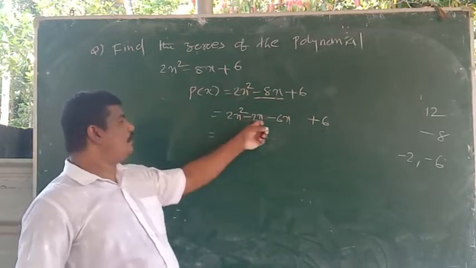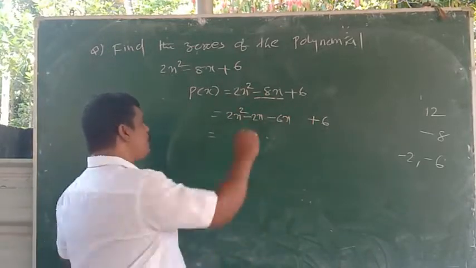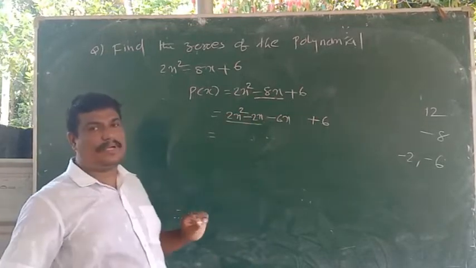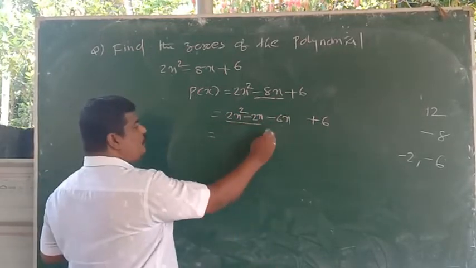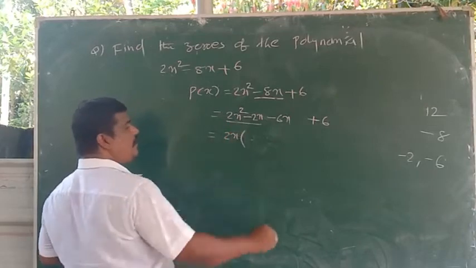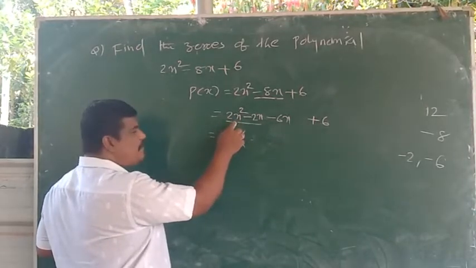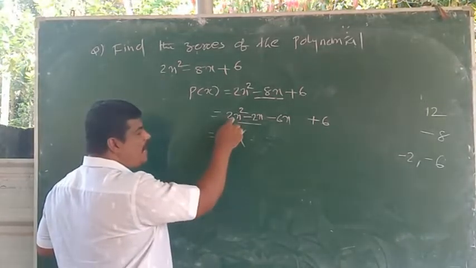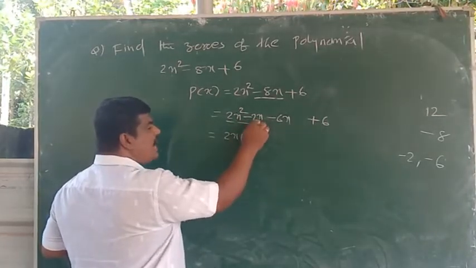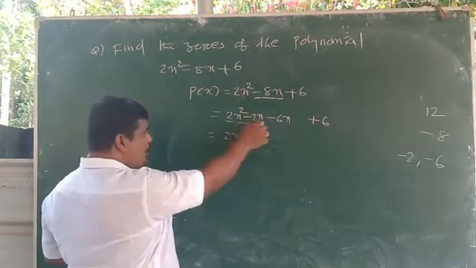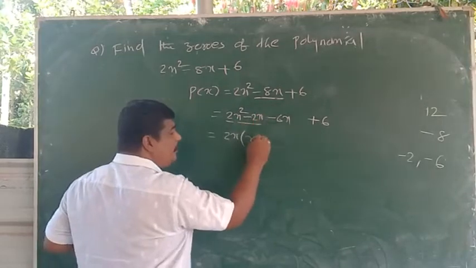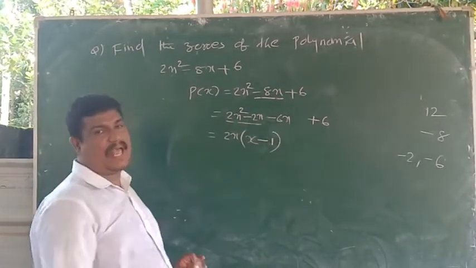Okay, first common from these two. What is the common for these two terms? What is the maximum common? Here 2x, it is also 2x. 2x is the maximum common. What is the balance? First term, 2x square, 2x into balance x. What is the balance here? 2x is common. What is the balance? Minus 1. Minus 1 is the balance term.